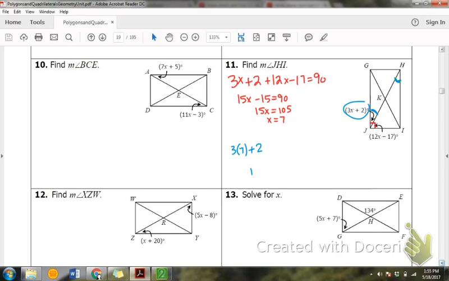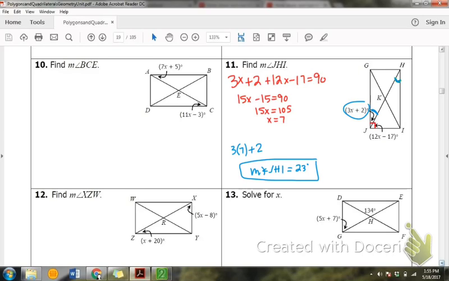So to answer the question, the measure of angle JHI is 23 degrees. I accidentally put in x for 12x minus 17, so then I took 90 minus that. I would give you the answer.